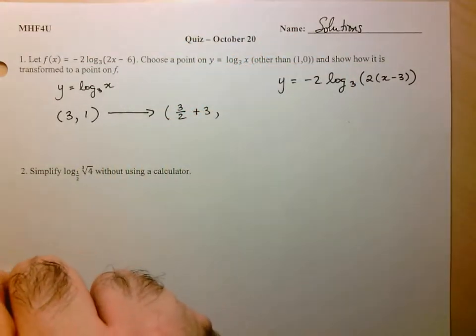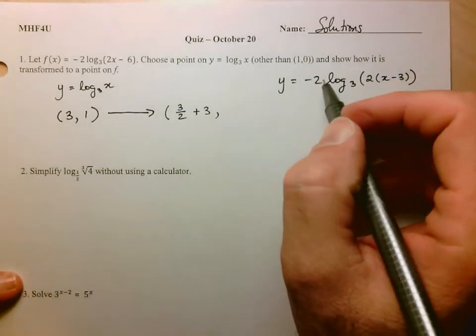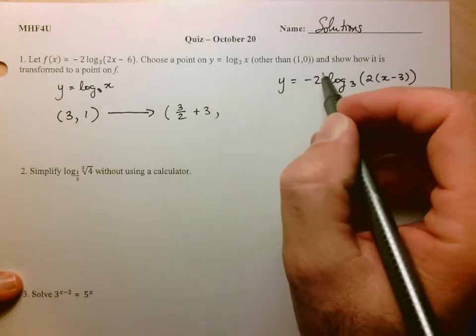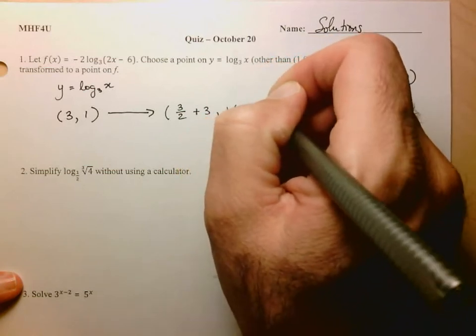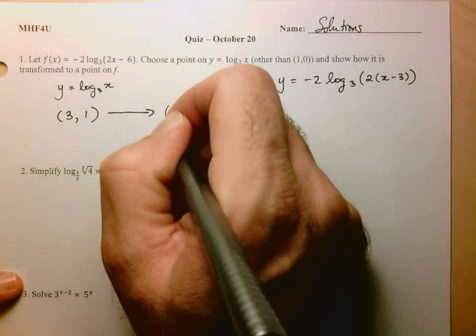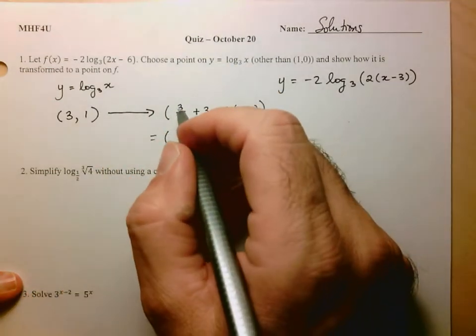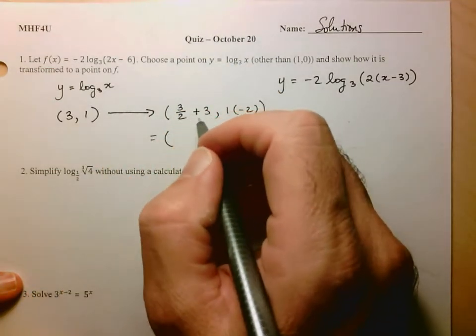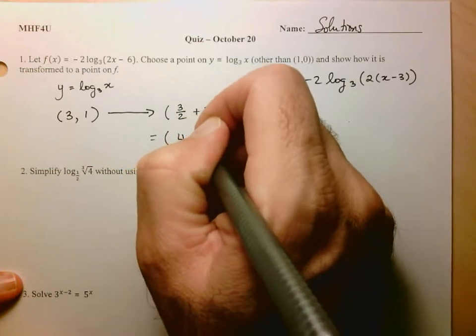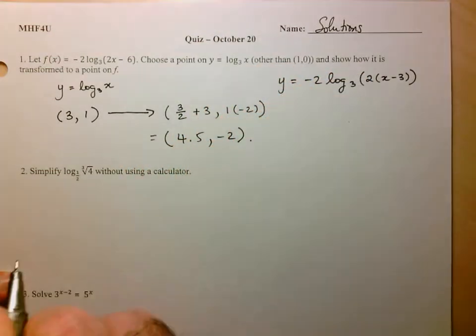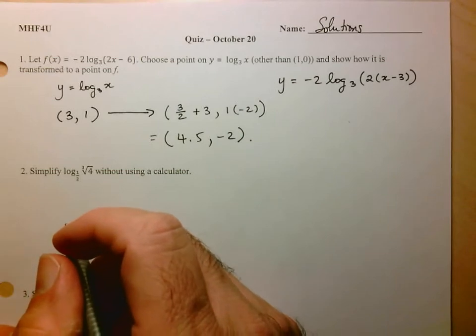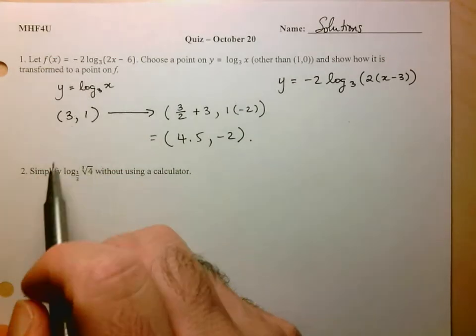And let's see what happens to the y value. Well, there's just one transformation: we just have to multiply the y value by -2. So all we have to do now is calculate this. Here we have 3 over 2, 1.5, plus 3 will be 4.5, and then the y value just becomes -2.